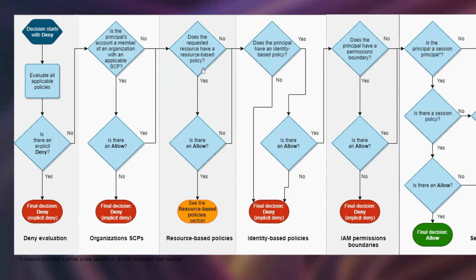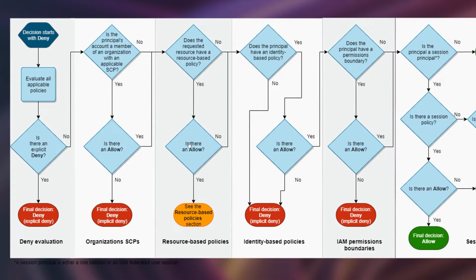Now what happens if there is a resource-based policy? Then it will check whether there is an allow, and if there is an allow, the resource-based policy will determine what has to be done and how access is allowed. And if there is no allow and there is no resource-based policy, then it will check, does the principal have an identity-based policy? So if there is a policy attached to the user, group, or the role. If not, then the implicit deny will apply because that's the identity-based policy and the user doesn't have any permissions or policies attached to them. So that will be an implicit deny.